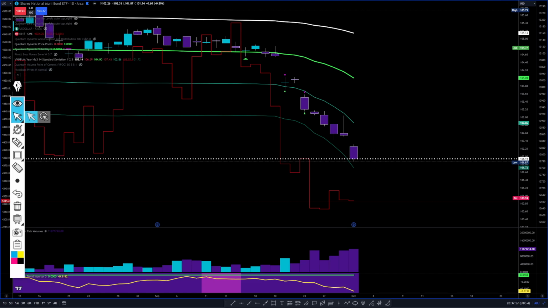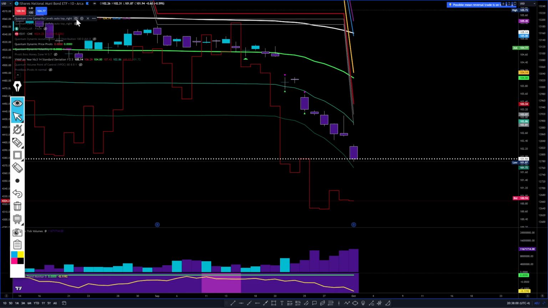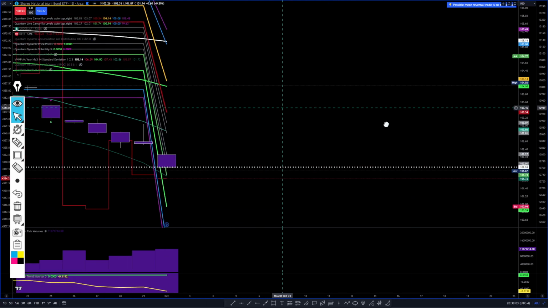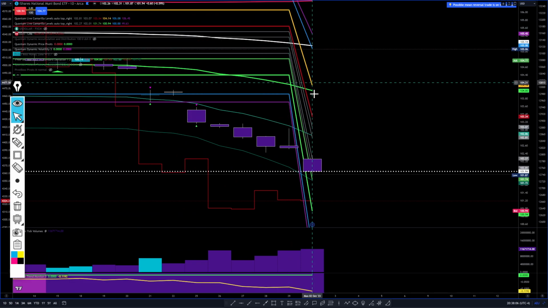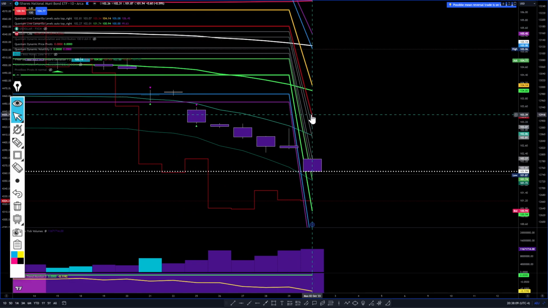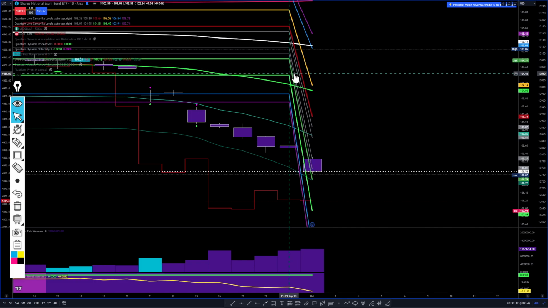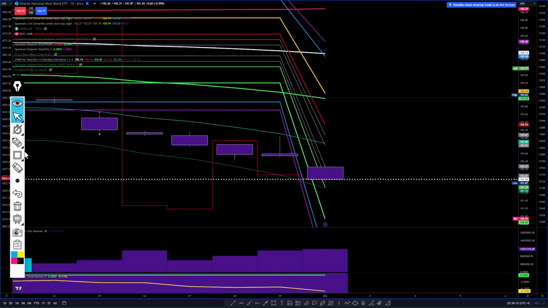So let's throw on the Camarillas. These are the monthly levels, and it's in a lower value relationship. This is Camarilla R3 right here, and this is Camarilla S3. Let me make it bigger so you can see it. We have a lower value relationship where Camarilla R3 is now below where Camarilla S3 was last month. So that's a lower value relationship, and it's looking like, let's see, hold on.